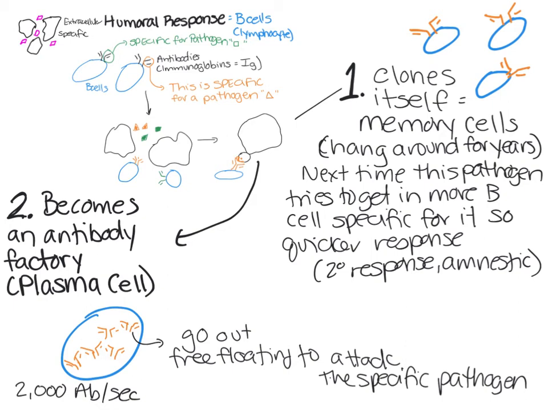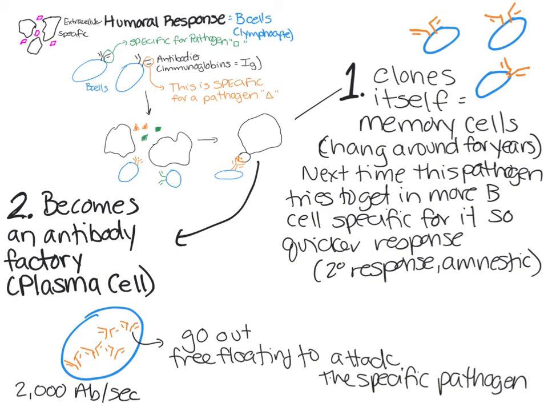It can, number one, clone itself. So it can say, all right, we have this issue. I have the antibodies to knock it out. And it makes several thousands of copies of itself. These are what you've probably heard of called memory cells, and they're what hang around for years. So when we're talking about vaccination, we want memory cells.